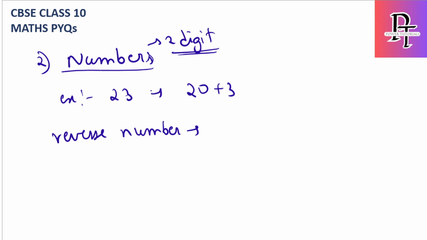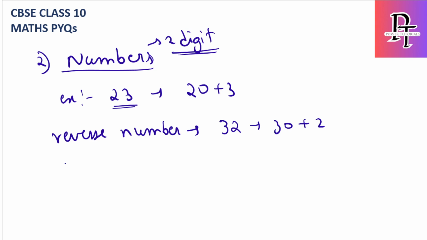Let's consider the 2-digit number scenario. For example, if I say 23 is a 2-digit number, how can I write 23? It should be 20 plus 3. In the question they can say that we are reversing the digits. If you are reversing the digits, it becomes 32. That is 30 plus 2.